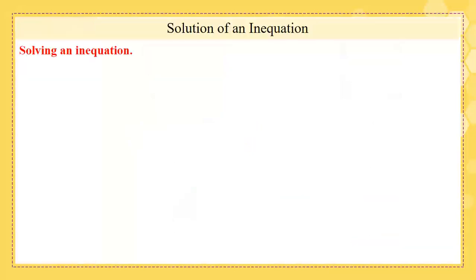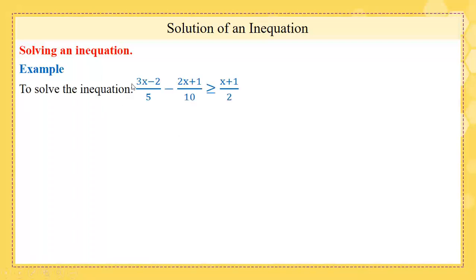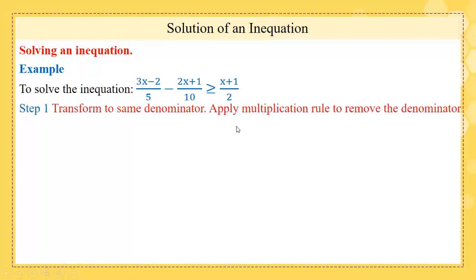Solution of an inequation. Solving an inequation. Example: to solve the inequation (3x minus 2) over 5 minus (2x plus 1) over 10 greater than or equal to (x plus 1) over 2. Step 1. We transform to the same denominator. We make a common denominator by applying the multiplication rule.